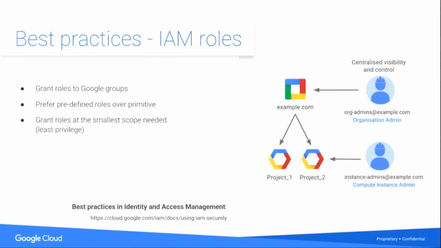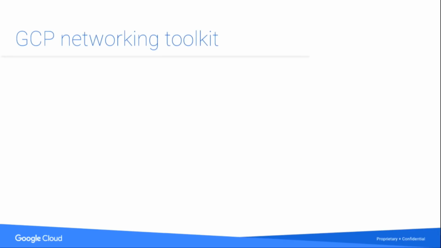The final best practice I just wanted to touch on was to grant roles at the least privilege required. So, for example, on the right here, we've got a compute instance admin who only has the ability to, for example, start, stop, create instances, whereas the organizational admin will have the ability to take action across the whole organization's resources. Okay, now that you understand a bit about IAM, I want to talk a bit about the networking options that are on Google Cloud Platform.